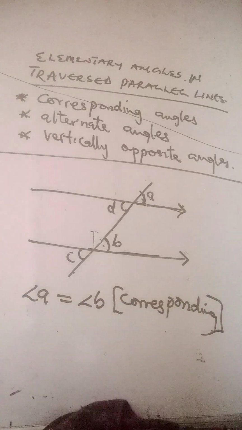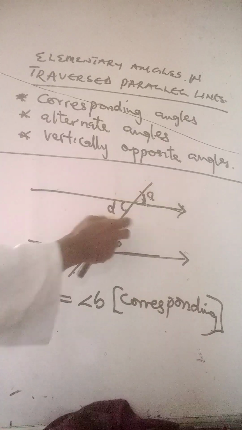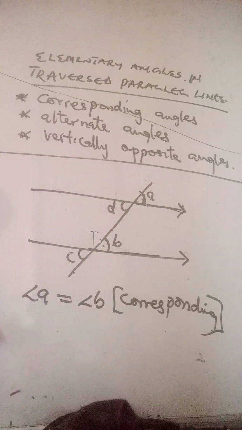So corresponding means two or more different things that are at similar positions at different locations. Location of A and B are not the same, but their positions are similar. So that is corresponding. Okay?